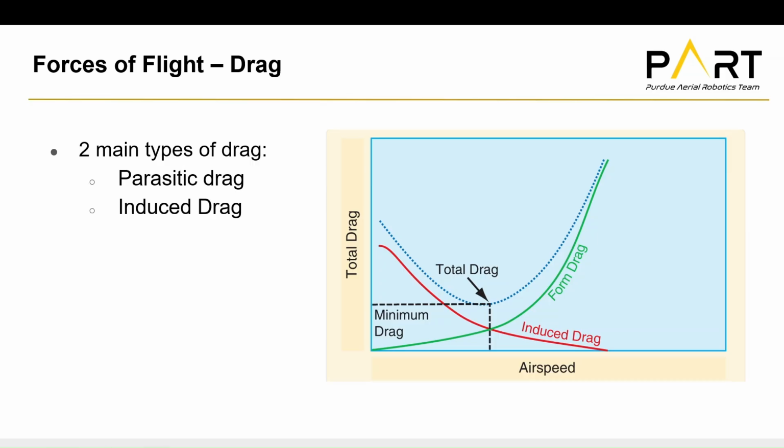We have two main types of drag: parasitic drag and induced drag. Parasitic drag can be known as form drag too. That's a part of it. So they have form drag in this plot in place of parasitic drag. But this shows that there is a minimum drag point based on airspeed. As your velocity is increasing, there's a point at which you have minimum drag when you sum up both your form drag and your induced drag. So just keep that in mind.